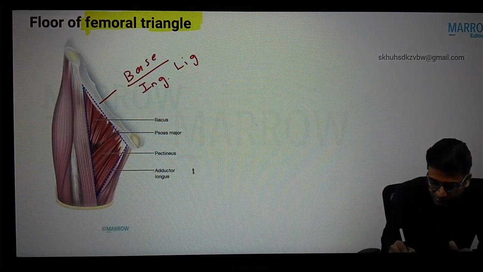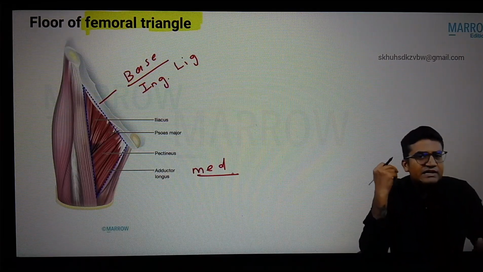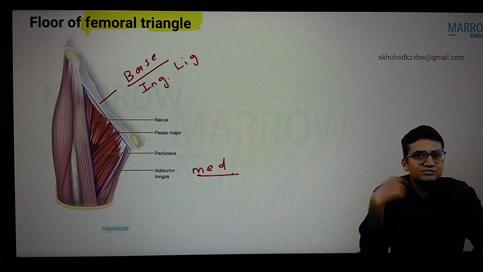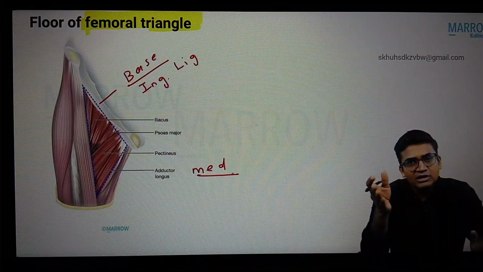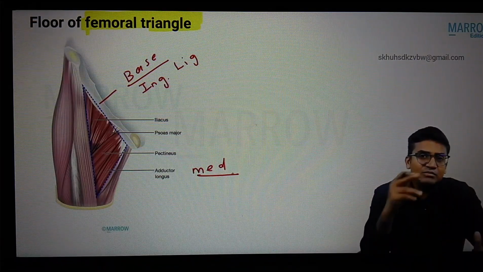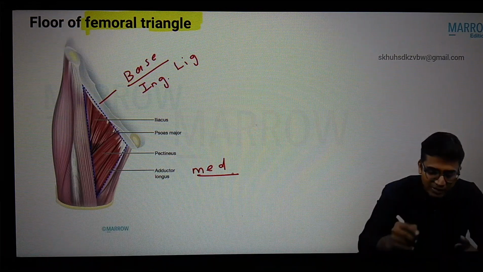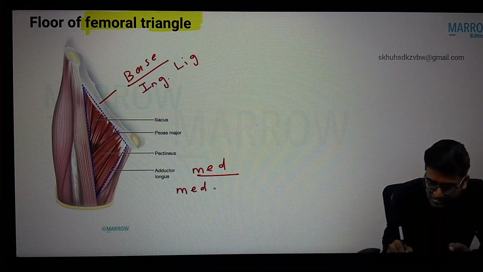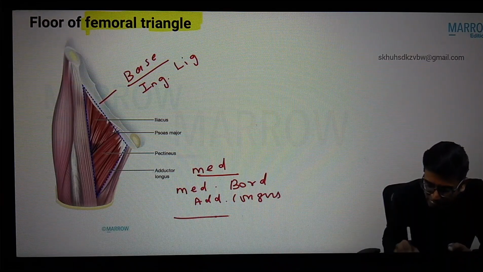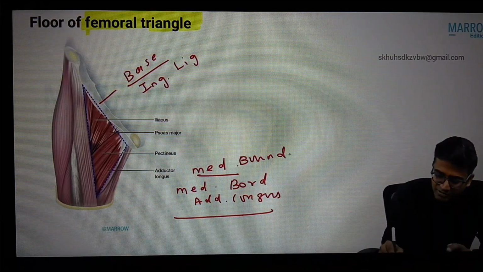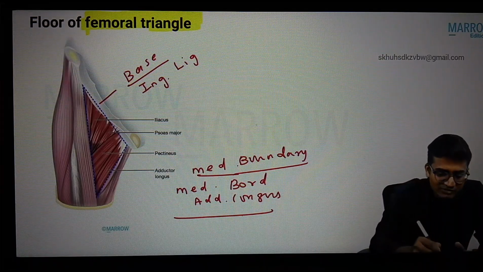Right. Then, medially, this is very important, the medial boundary. Why? Any medial boundary of any triangle is usually formed by the lateral border of a muscle. That is what we discussed in the cubital fossa. The medial boundary of cubital fossa is the lateral border of pronator teres muscle. But in the femoral triangle, the medial boundary is formed by the medial border of adductor longus muscle. This is very important. It is not like the usual triangles. This is specific for the femoral triangle.